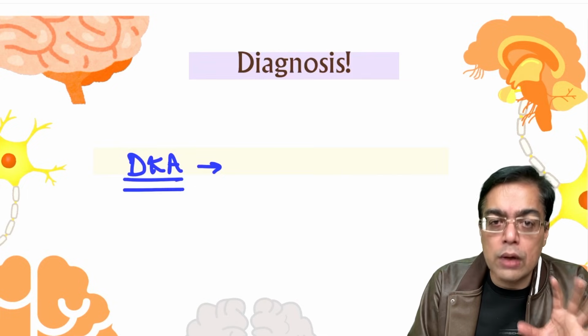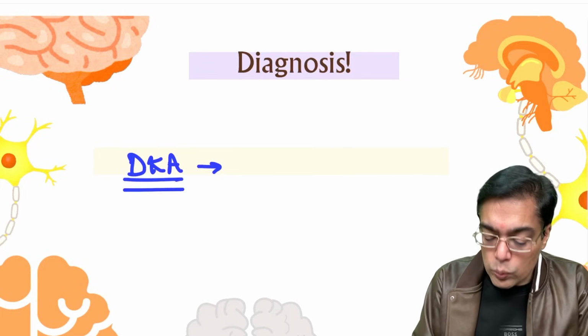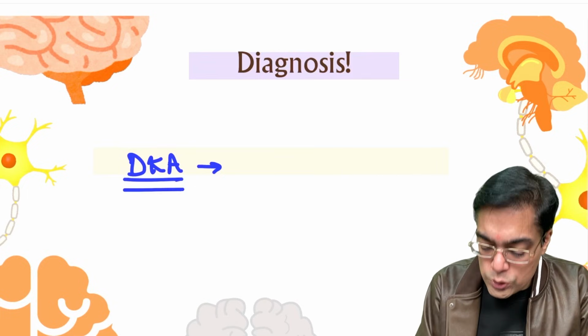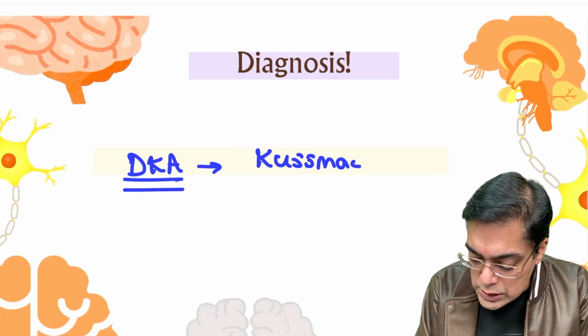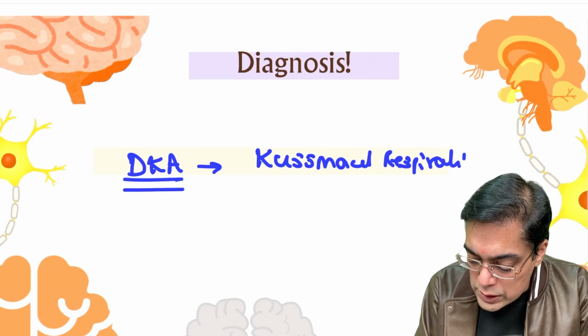Type 1 diabetics are going to be having diabetic ketoacidosis. What is this particular type of breathing called? Yes, you are very right. This type of breathing is what is going to be given the name of Kussmaul's respiration.